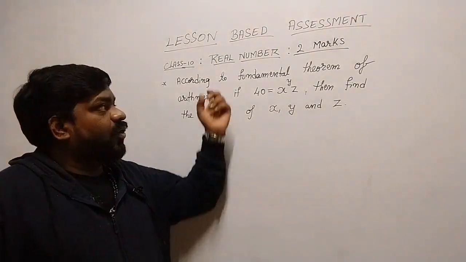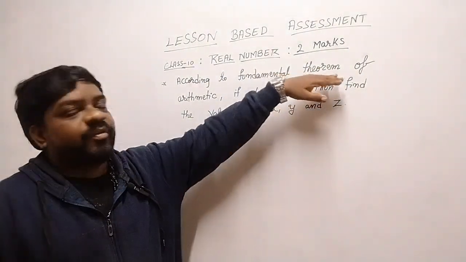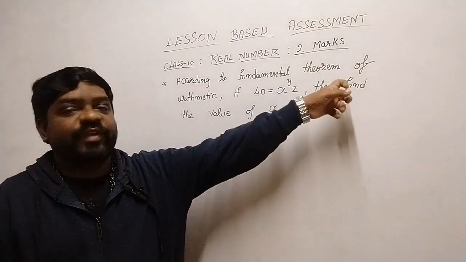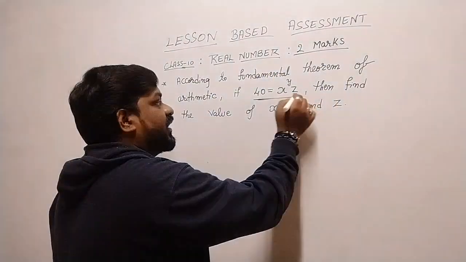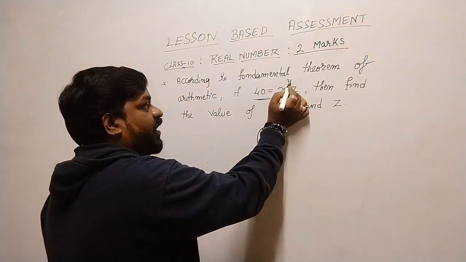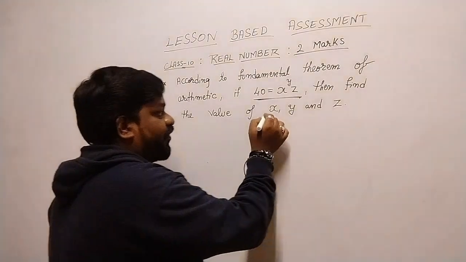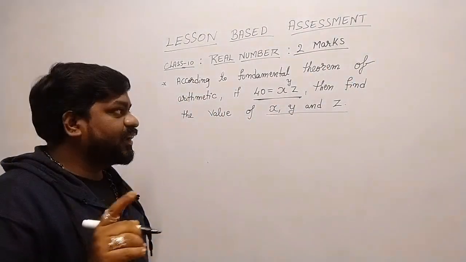Next, according to the fundamental theorem of arithmetic, which we have already seen in the 1 mark question. So according to the fundamental theorem of arithmetic, if 40 is equal to x power y into z, then we need to find the value of x, y and z.